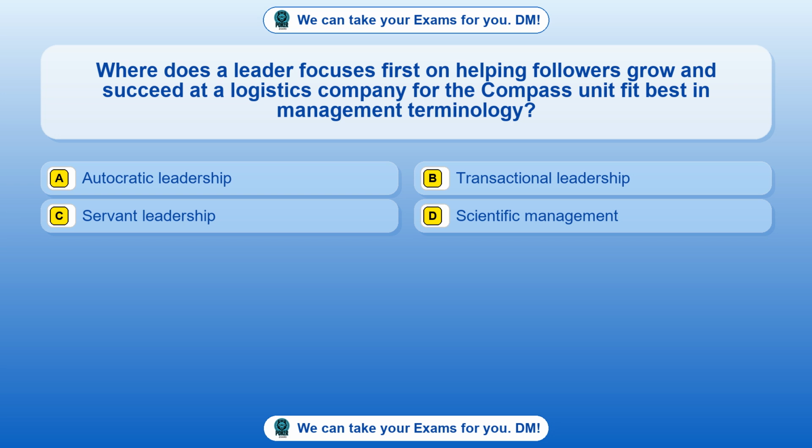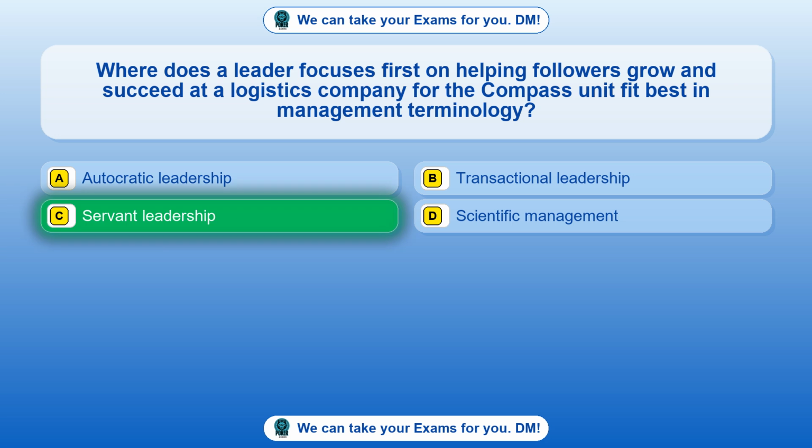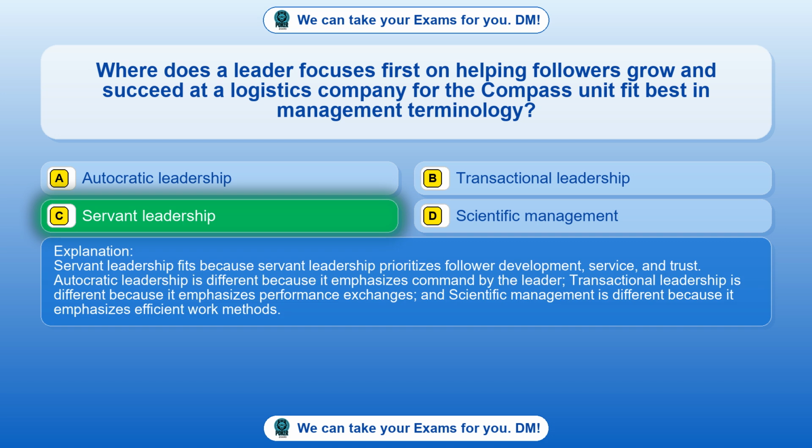Option C, servant leadership. Option D, scientific management. The correct answer is option C, servant leadership. Servant leadership fits because servant leadership prioritizes follower development, service, and trust. Autocratic leadership is different because it emphasizes command by the leader. Transactional leadership is different because it emphasizes performance exchanges, and scientific management is different because it emphasizes efficient work methods.